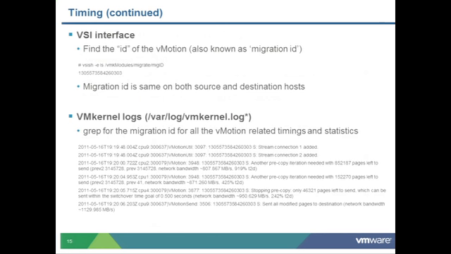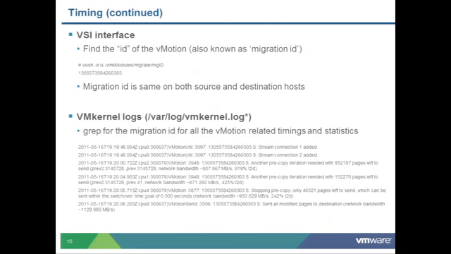So each vMotion has a unique ID associated with it, and we refer to it as the migration ID. This migration ID happens to be the same on both the source as well as the destination host. Here I give an example of how you can obtain this migration ID using the VSI interface.